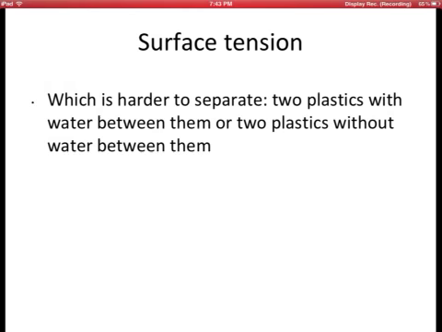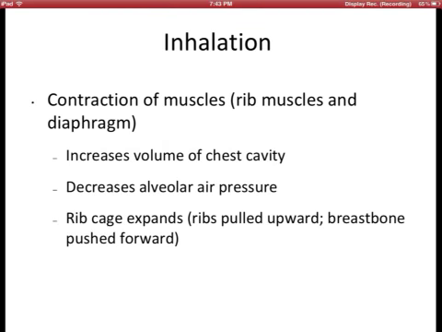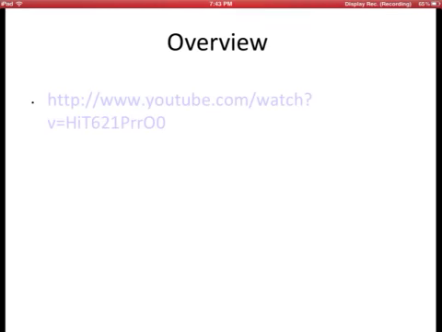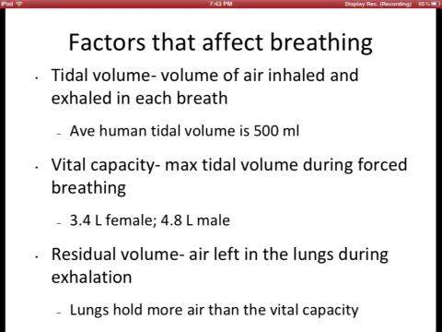How do you relieve the negative pressure that was formed? By allowing entrance of air from outside. So, mangyayari is that mawawala na yung negative pressure na yun. Okay? So, yan. Discuss ko na siya. So, overview, just watch this YouTube video. Okay? So, factors that affect breathing.